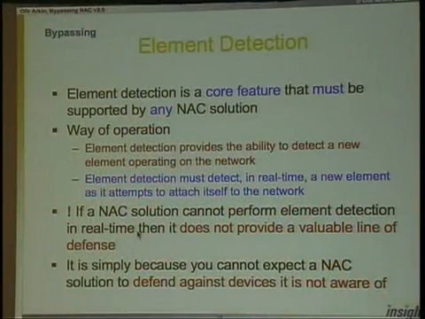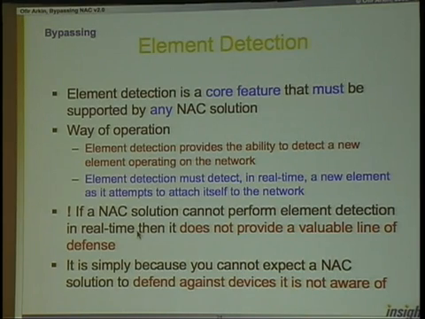So, starting with element detection, basically element detection is one of the core features that must be supported by any NAC solution. And I've written basically two definitions of element detection. One of them says element detection provides the ability to detect a new element operating on a network, and the other says element detection must detect in real time a new element as it attempts to attach itself to the network. There is a big difference here between the two definitions.